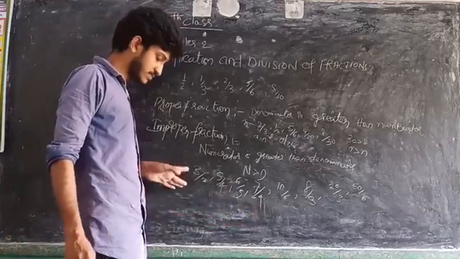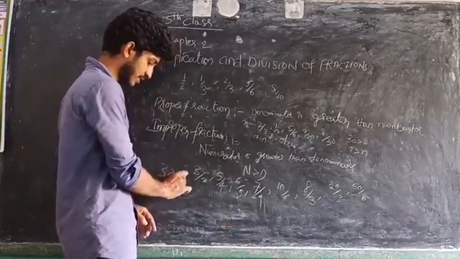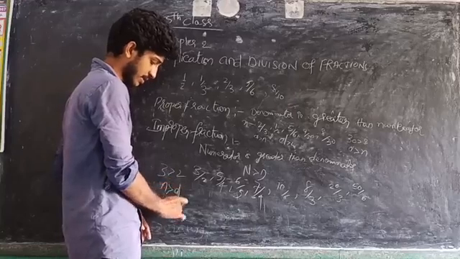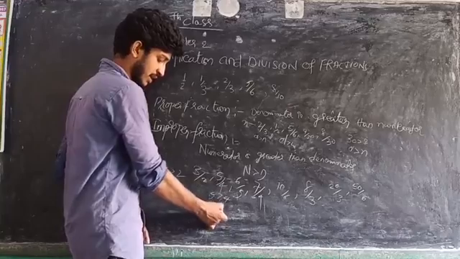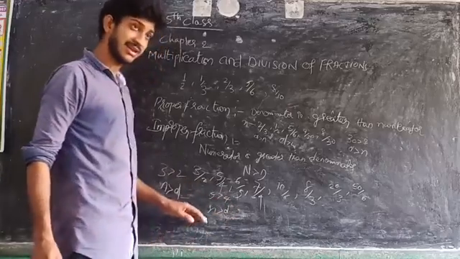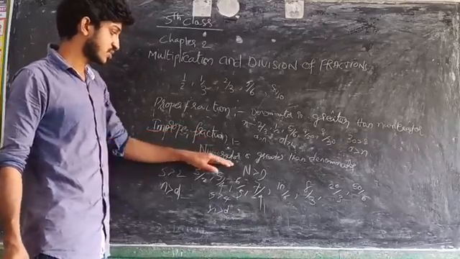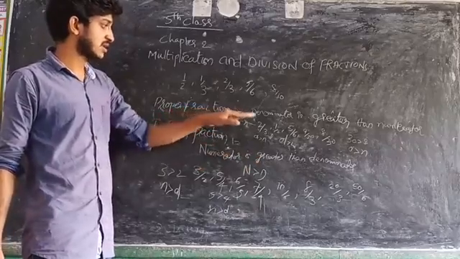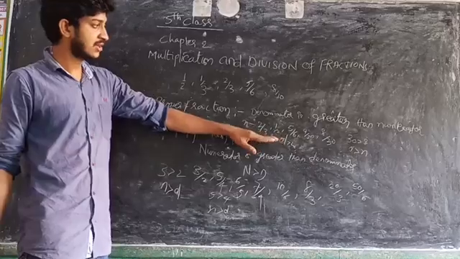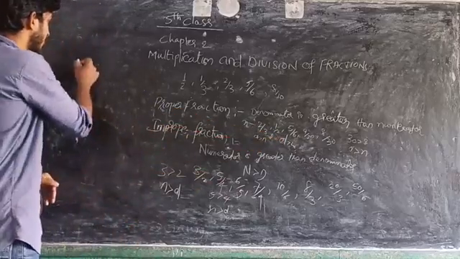See here, if you observe, 3 is greater than 2. 3 greater than 2 means numerator greater than denominator. 5 greater than 4 means numerator greater than denominator. Like that, improper fractions means numerator is greater than denominator, and proper fractions means denominator is always greater than numerator. So next topic is mixed fractions.